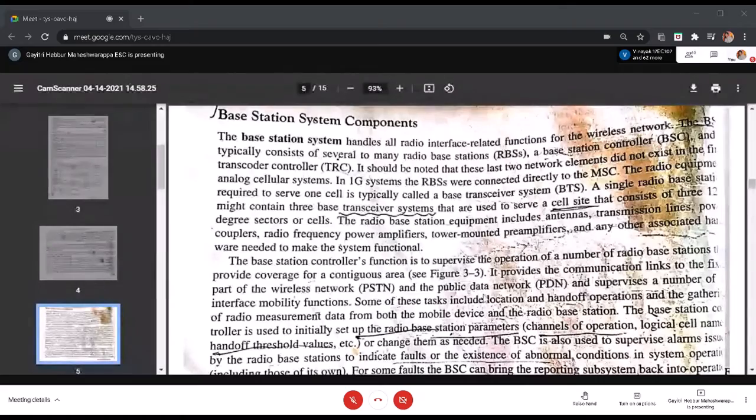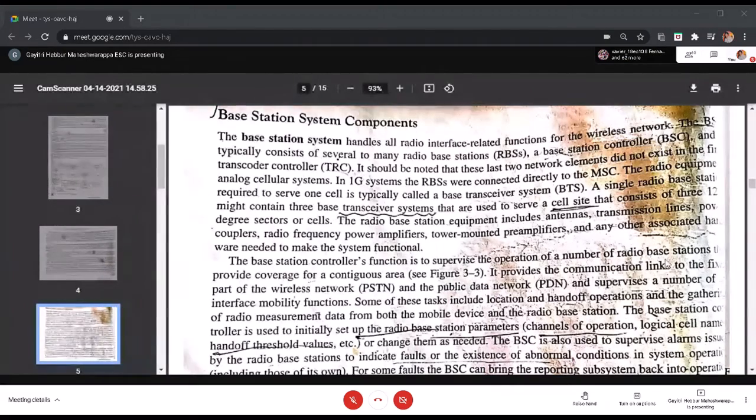Next is the base station controller. What is the function of this hardware? It supervises the operation of a number of radio base stations that provide coverage for a contiguous area. There are many radio base stations under a single base station controller, so it supervises the operation of the base stations connected to it. Okay, so don't confuse.